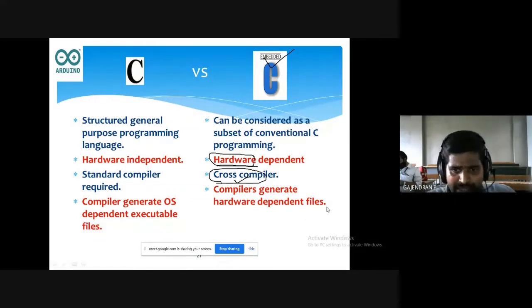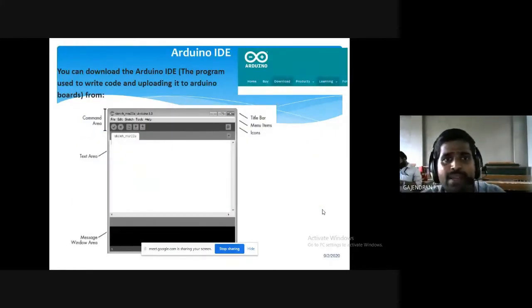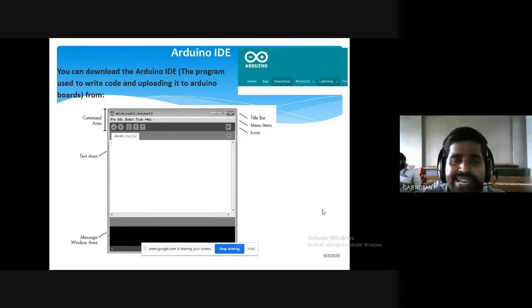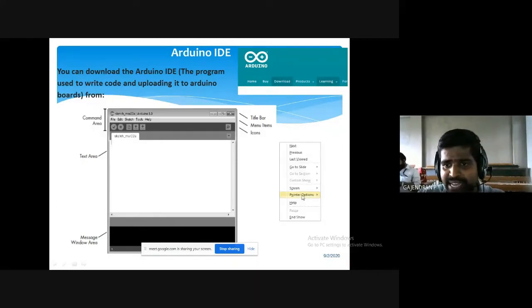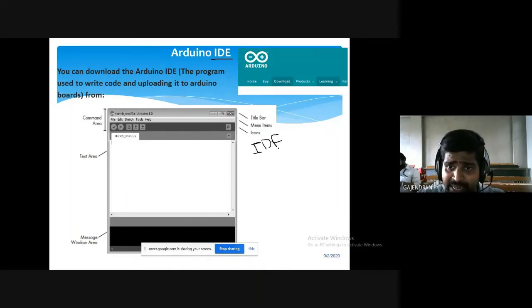Can anyone tell what is the extension of this hardware dependent file? Hex code, isn't it? The hex file will be generated and it will be dumped into your hardware unit. Okay, that's all. Now, Arduino IDE. How can I use the Arduino IDE? What is the abbreviation for IDE? It is an integrated development environment. The abbreviation for IDE is integrated development environment. Please make note of this. IDE, integrated development environment. What does that mean?